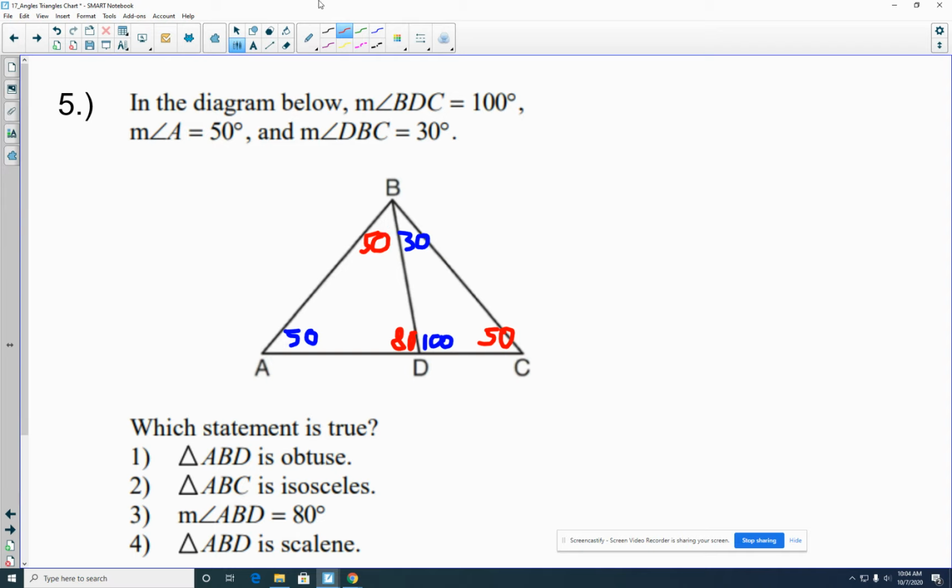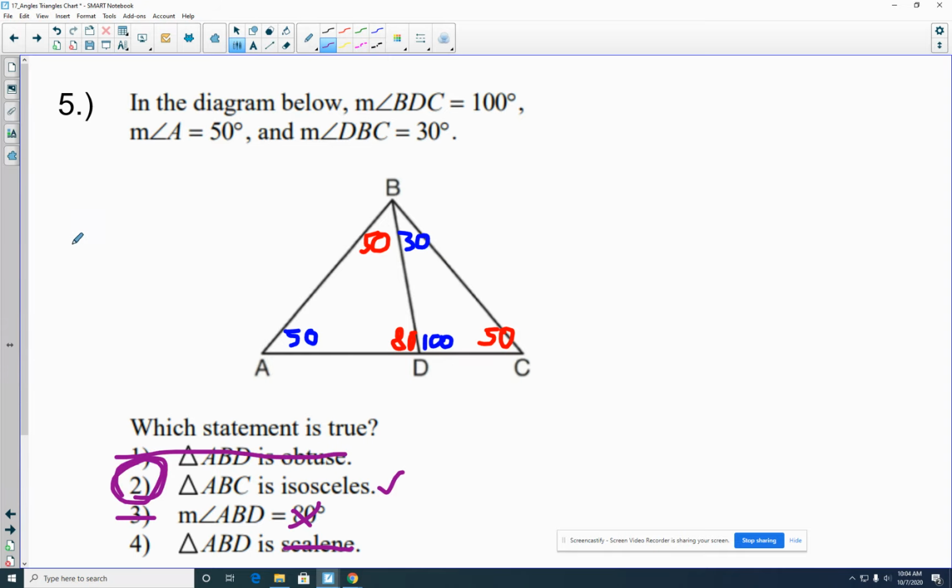Okay, let's go through our choices. ABD is obtuse. So ABD, this triangle. Well, that's not true because no angle is greater than 90, so no. ABC, the big triangle, is isosceles. Well, I have 2 equal angles, 50 and 50, so I'm thinking yes, but let's go through everything else. ABD, so this angle up here, is 80. Incorrect, it's 50, so no. And then ABD is scalene, which no, because these 2 are 50, so that would make it isosceles, so no. So yep, choice 2 is our answer.